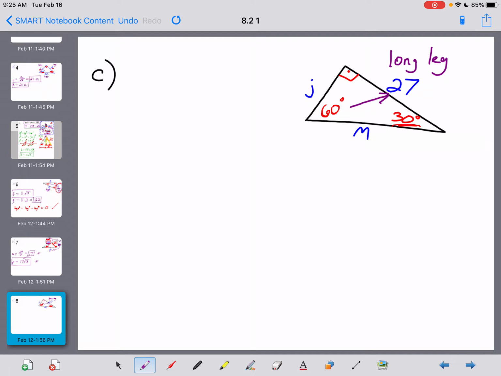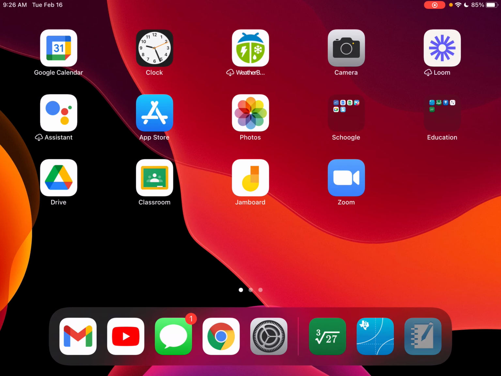Now, once again, if you don't already know the short leg, which is J, that's what you need to find first. There's no good way to go from long leg directly to the hypotenuse. We're going to go from long leg to short leg first, and then from short leg to hypotenuse. So we're going to try to figure out J. Dang gummit, I broke it again.